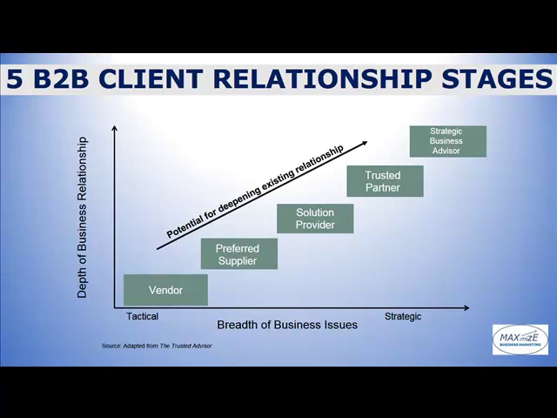I know that you can read as well as I can, but I just wanted to emphasize how you move up the relationship ladder. You can see on the left side is the depth of business relationship, and on the bottom is the breadth of the business relationship. So the depth and the breadth of your business relationship with your client. Let's look at each one of these and go through what they all entail and what it means to you.